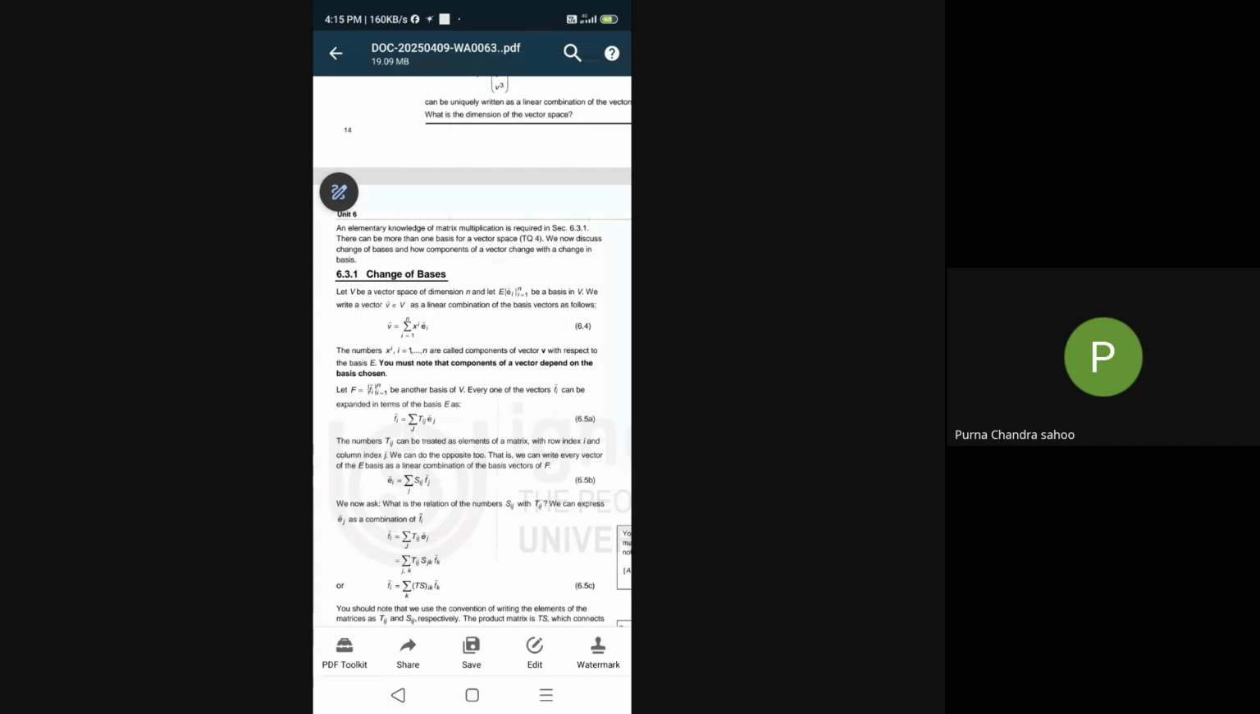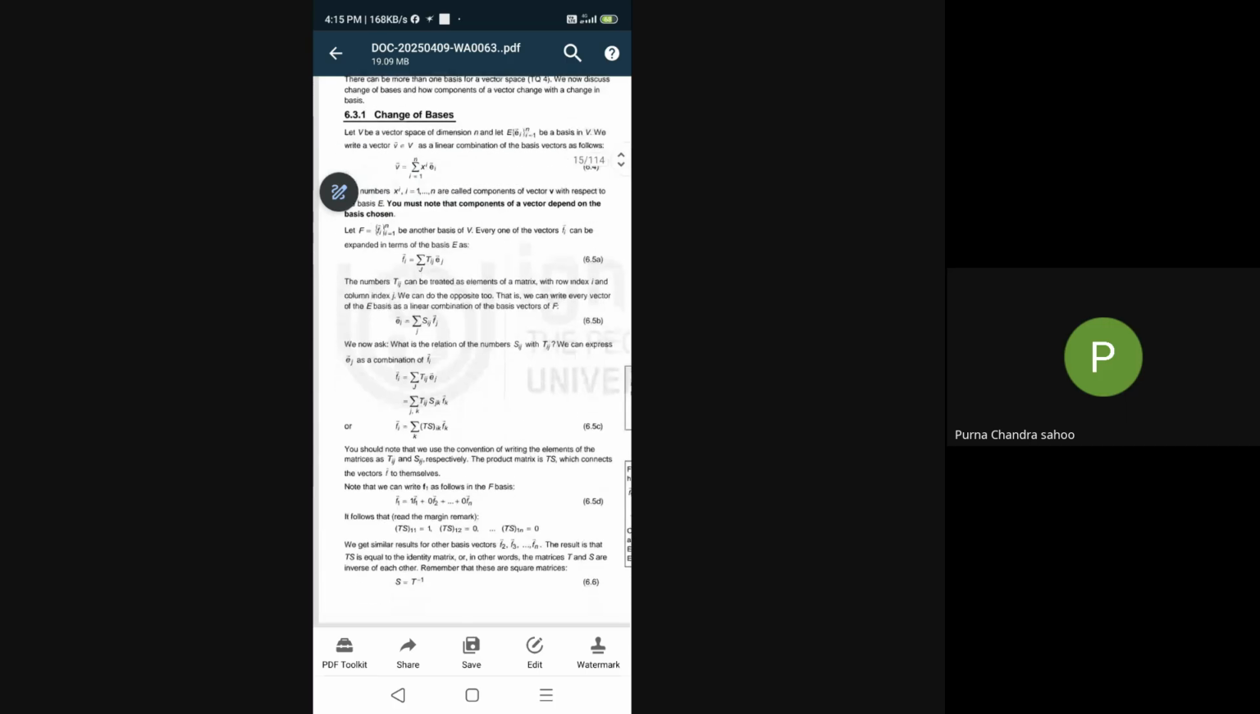Let V be a vector space of dimension n, and let E_i, i equal to 1 to n, be a basis in V. We write a vector v belonging to capital V as a linear combination of the basis vectors, as vector v is equal to summation i equal to 1 to n of x superscript i E subscript i. And these x superscript i, where i is equal to 1 to n, are called components of vector v with respect to the basis E. So the components of a vector depend on the basis chosen. Then we can change the basis as shown in the screen.